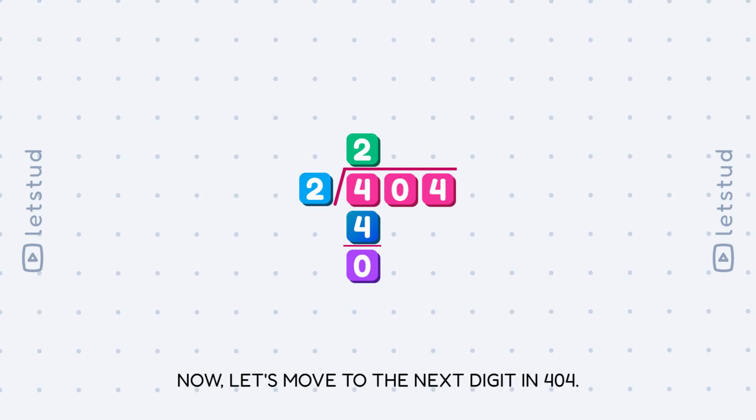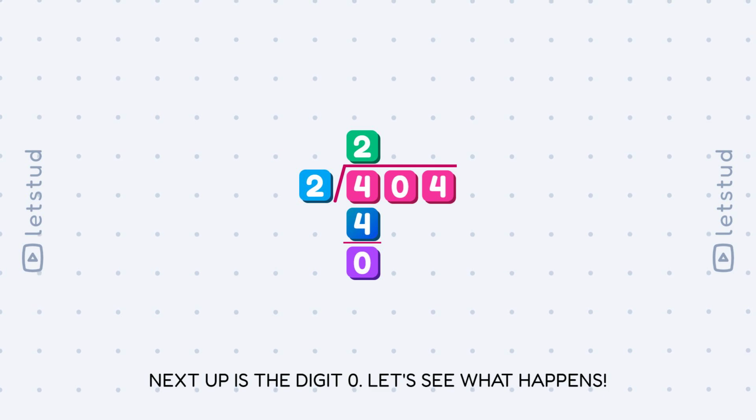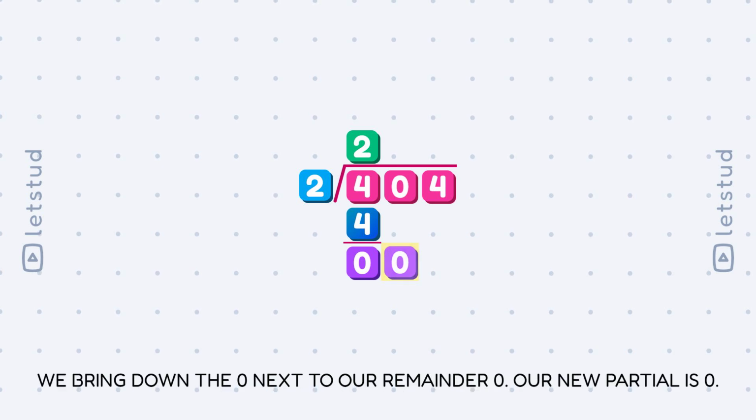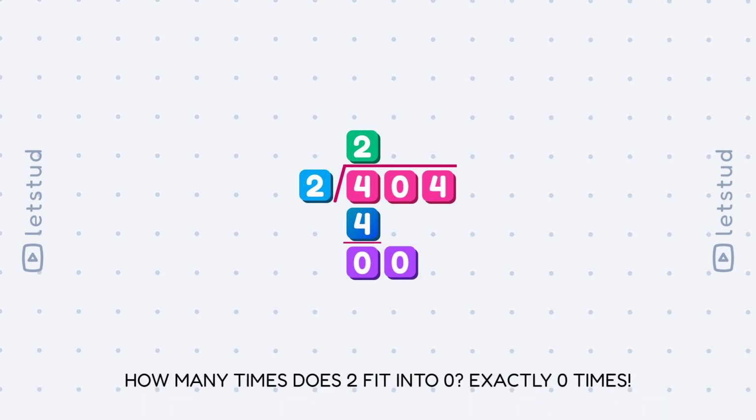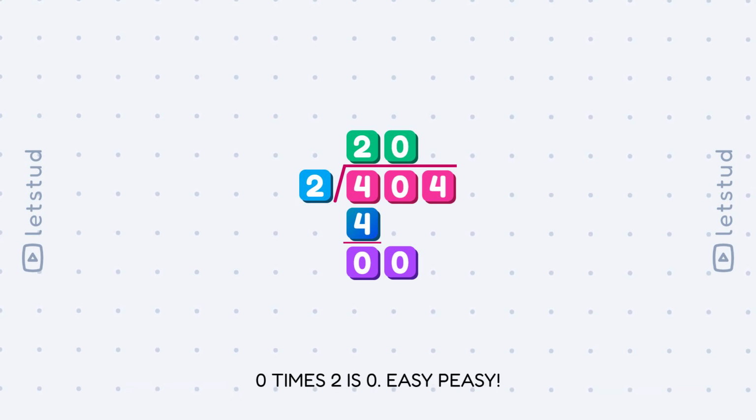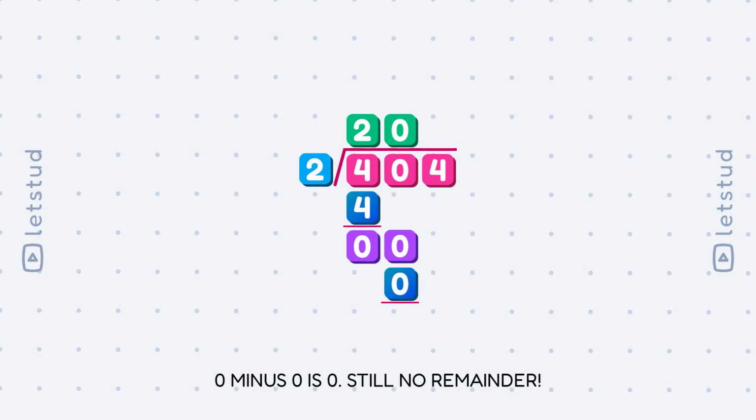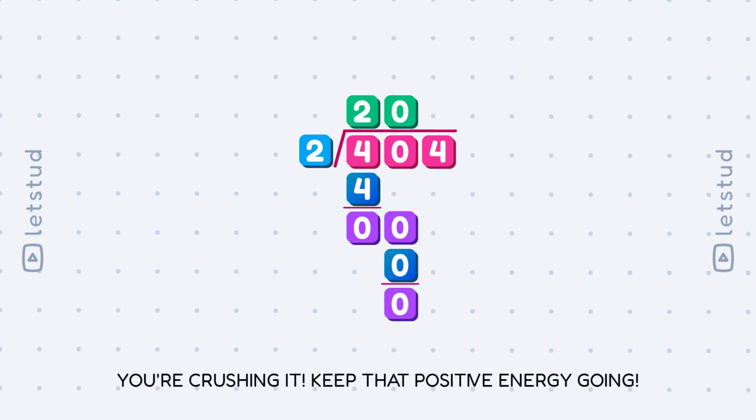Now let's move to the next digit in 404. Next up is the digit 0, let's see what happens. We bring down the 0 next to our remainder 0. Our new partial is 0. How many times does 2 fit into 0? Exactly 0 times. 0 times 2 is 0, easy peasy. 0 minus 0 is 0, still no remainder. You're crushing it, keep that positive energy going.